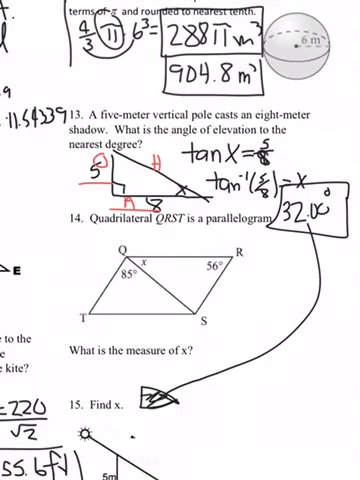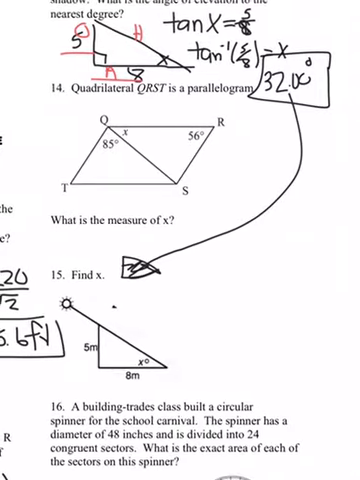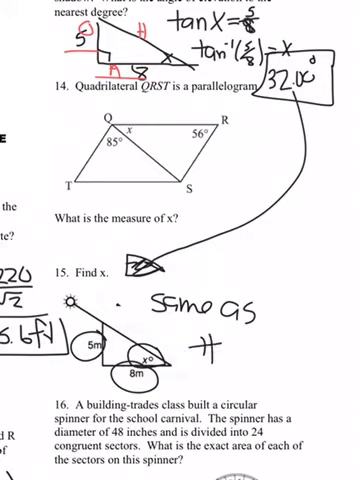And that's the same for that, because it's the same problem. 5 meter pole, 8 meter shadow. What's the angle of elevation? So same as number 13.